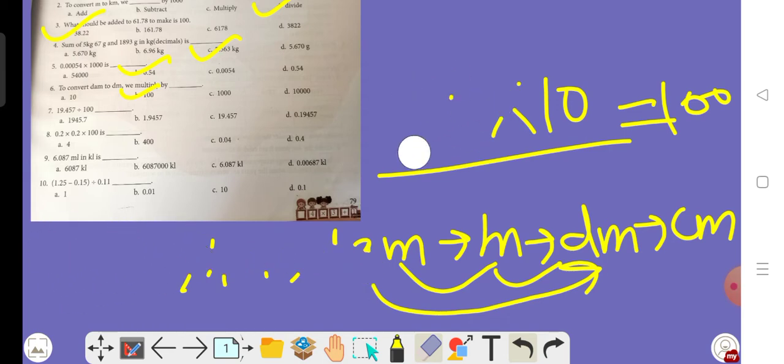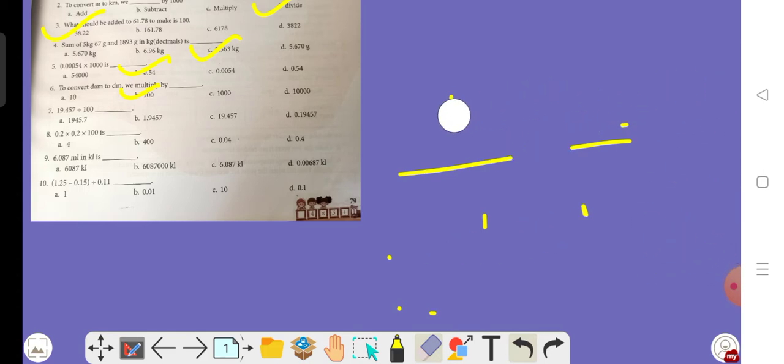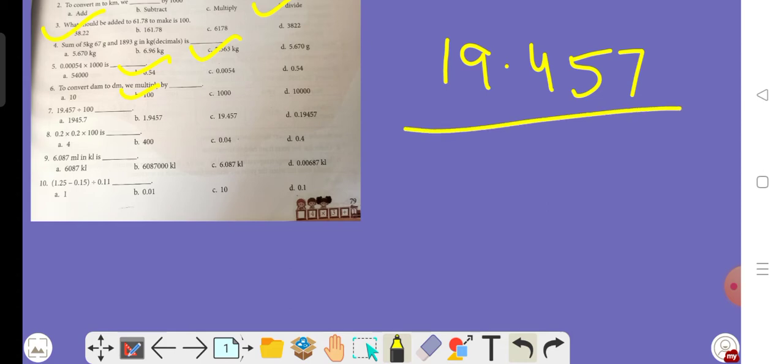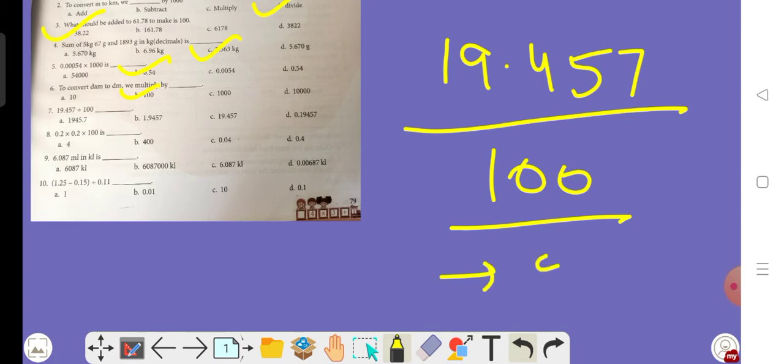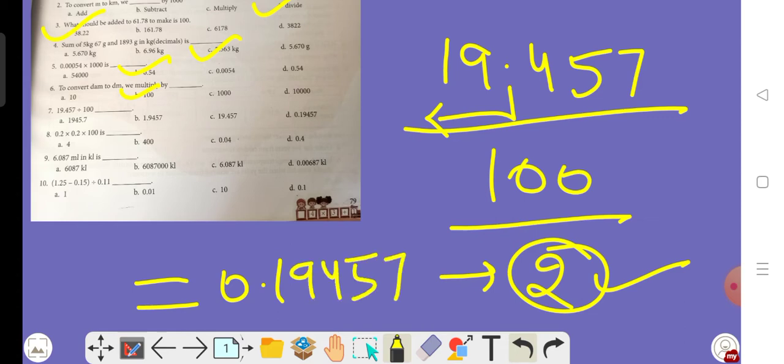Okay, now look at the 7th question. In the 7th question, we are given a number 19.457 and we have to divide the number by 100. So in such division, we have to count the number of 0s. Here we have 2 zeros, and in case of division we have to move toward the left side. Okay, so the decimal moves toward the left side by 2 places and the result is equal to 0.19457, and that is option number D.